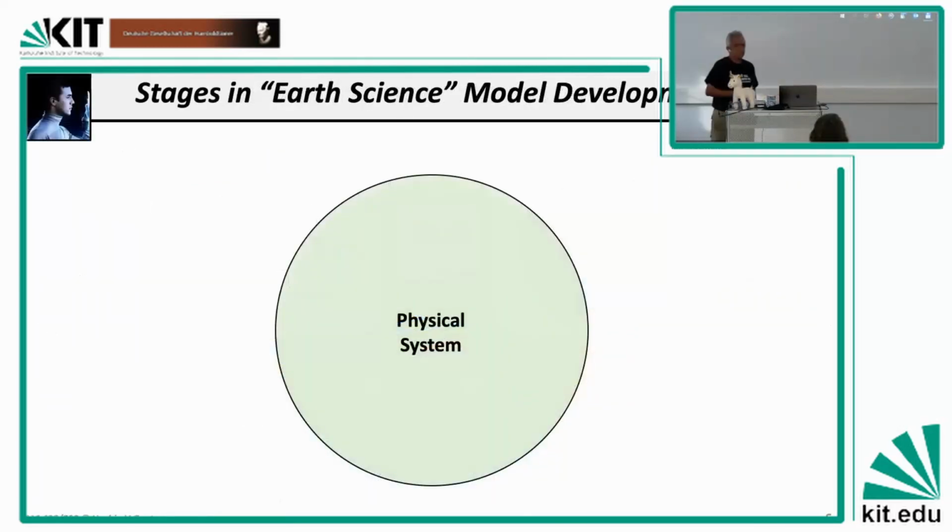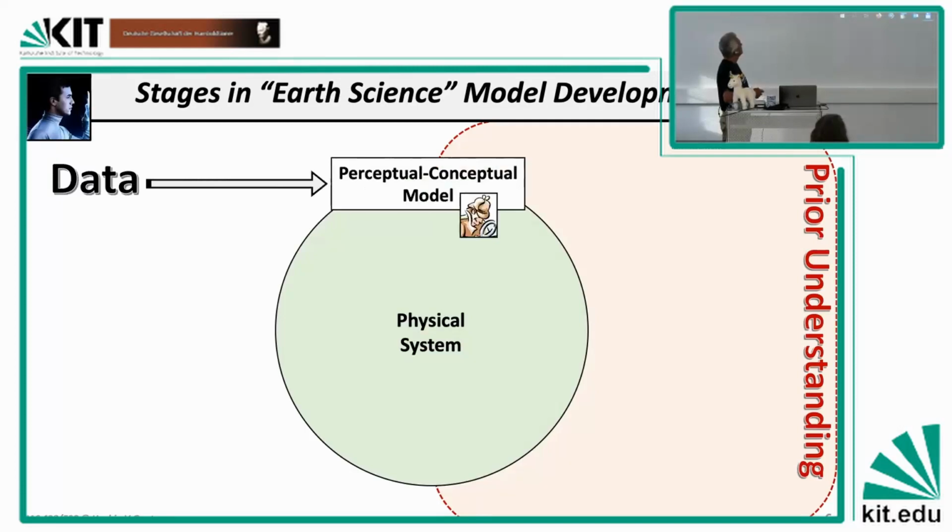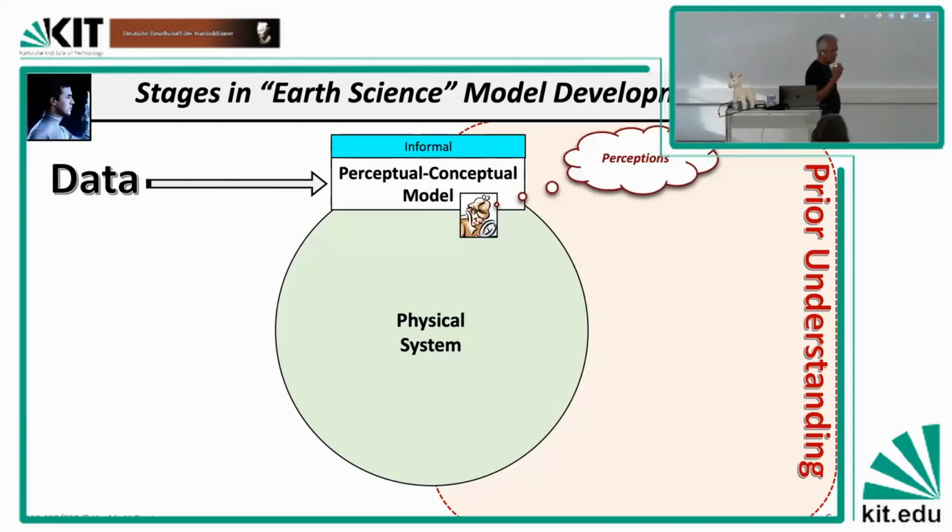But let's look at the stages of building a model. Let's say we've got a physical system, and we've got some prior understanding of how the world might work, and we go ahead and collect some data. I think you'll agree with me, the first thing is you have this internal perceptual conceptual model in your head. That's a model too. It's going to be affected by the things you've been taught, and by what you see going on in the world. All of us navigate the world with these models, right?